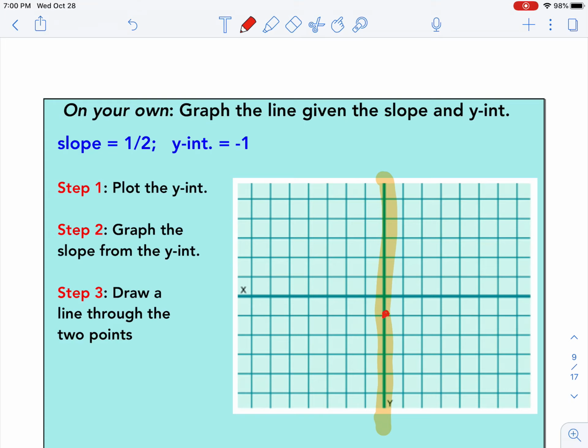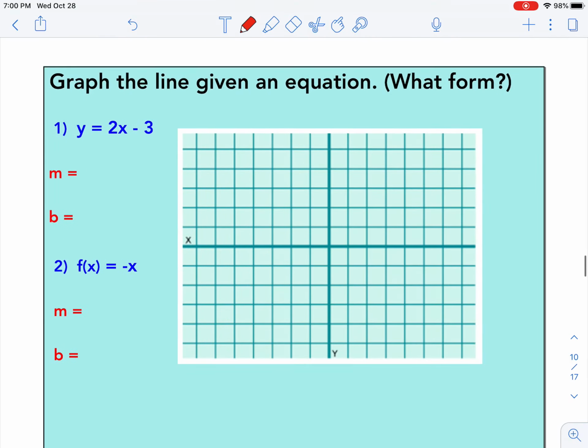Okay, you should have plotted the y-intercept at -1, and your slope is up 1 over 2. Or you could go, remember, -1 over -2, that's the same as 1 over 2. So we could go down and left, and then we draw our line through that graph.